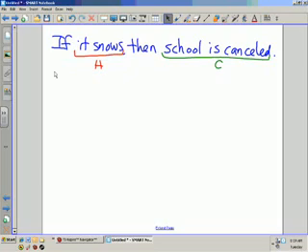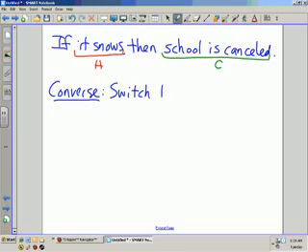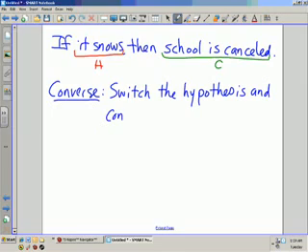So the first manipulation that we're going to do is going to be the converse. To find the converse of a statement, we need to switch the hypothesis and conclusion.